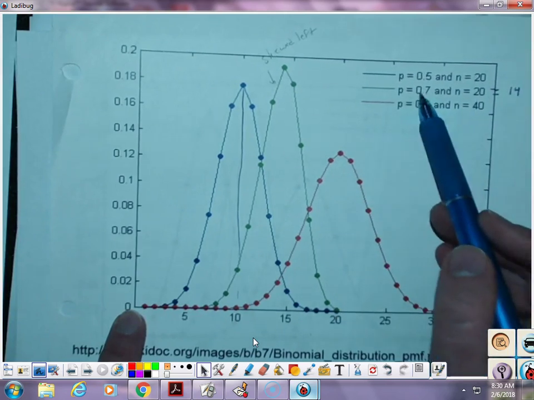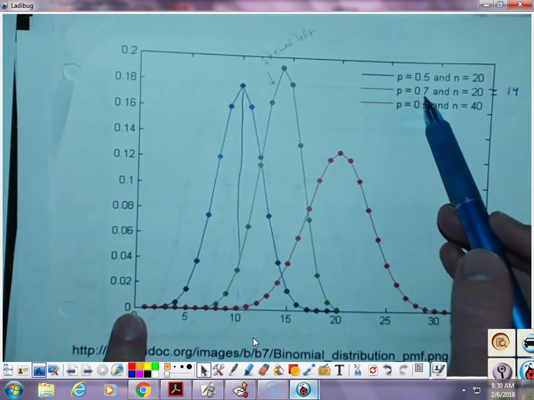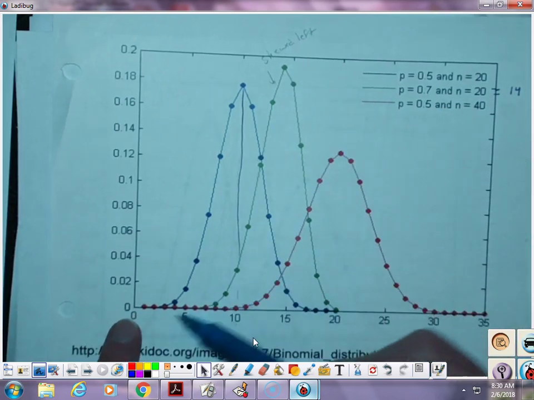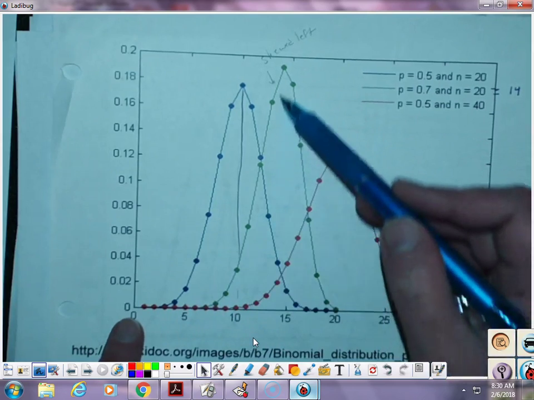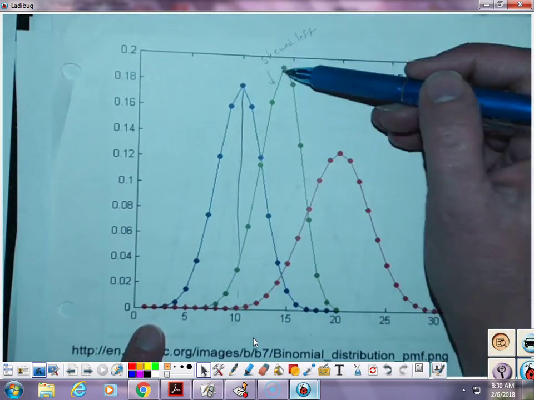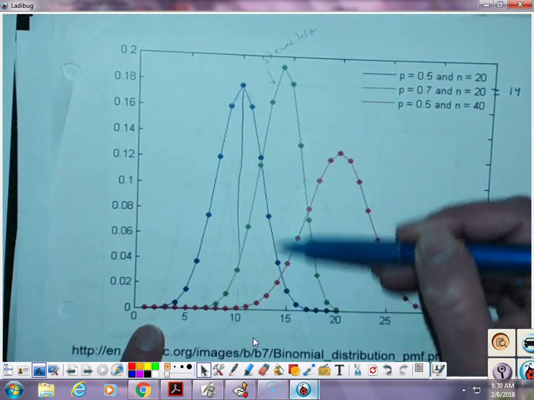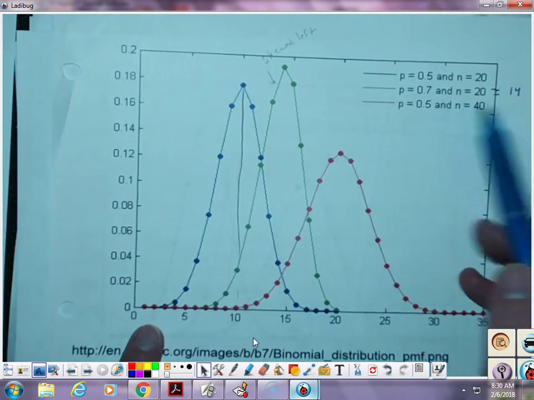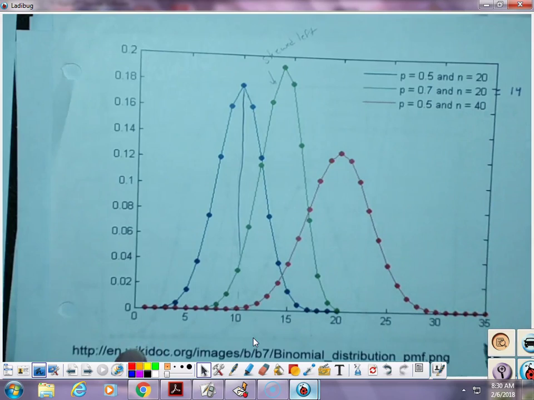But if you look at this one, the probability of success is 0.7, a much higher success rate. This is skewed left because the tail is longer on the left, and the highest point is 0.7 times 20. It's right about 0.14. So when you do this, the highest peak is at your expected value.